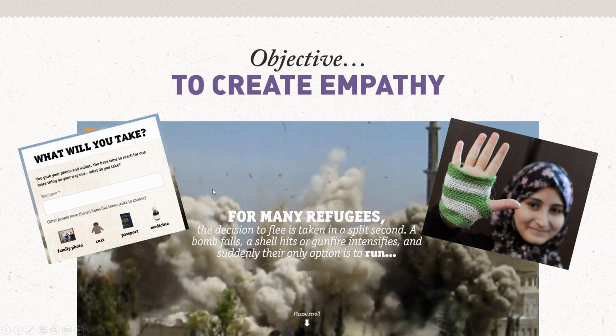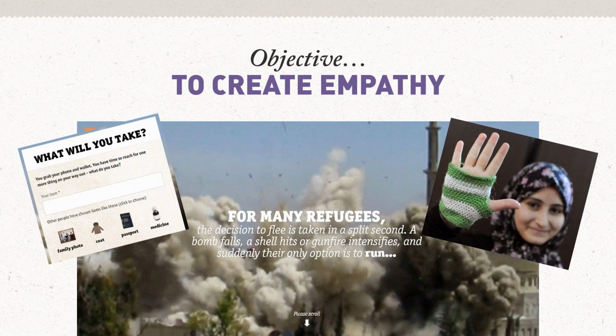What we then did a few days later is we said, hey, you decided you would take, you know, your grandma's picture or whatever. And we would then share real stories of real refugees who have had to make that decision and what they took. So, for example, this young lady here, she took this glove that her mother had made for her brother, who is now sadly deceased. And so we were able to connect decisions that supporters were making to decisions that real refugees have had to make.